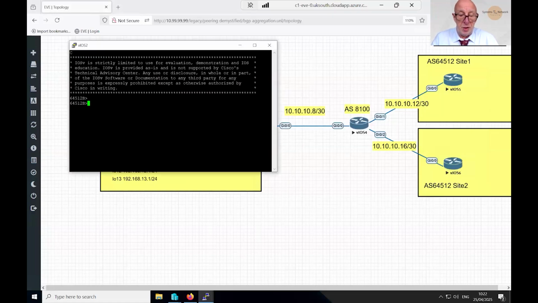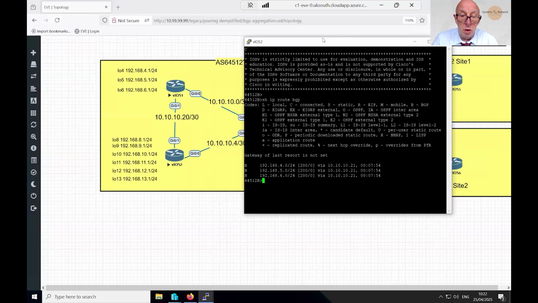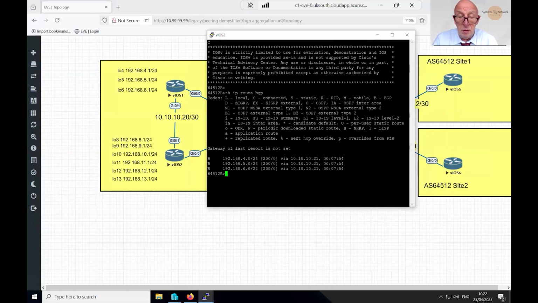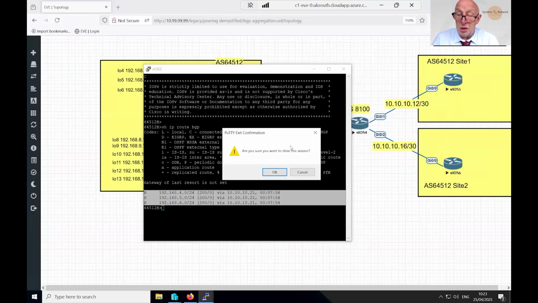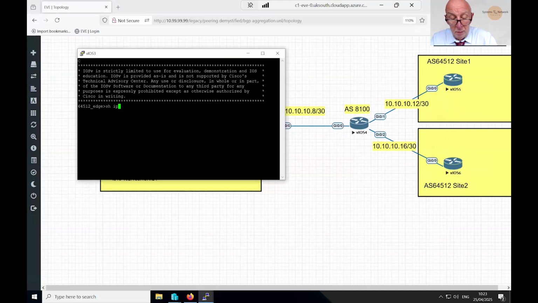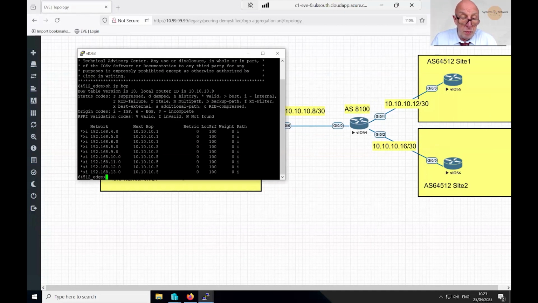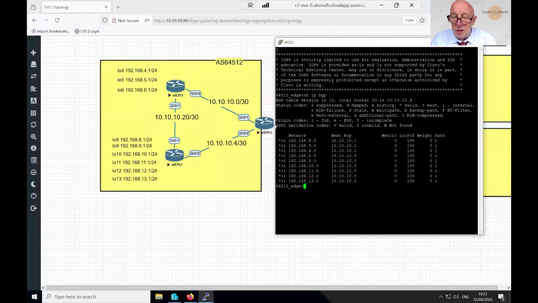If I have a look on this one, we should see something reasonably similar. Show IP route BGP. You can see the bottom device is using internal BGP again to communicate with 192.168.4, 5, and 6. Life is looking pretty good. Now if I go on to this one and look in here, show IP BGP, that will show me the routes I can communicate. You can see this device has a separate line for 192.168.4, 192.168.5, 6, 8, 9, 10, 11, 12, 13. That's fair enough.